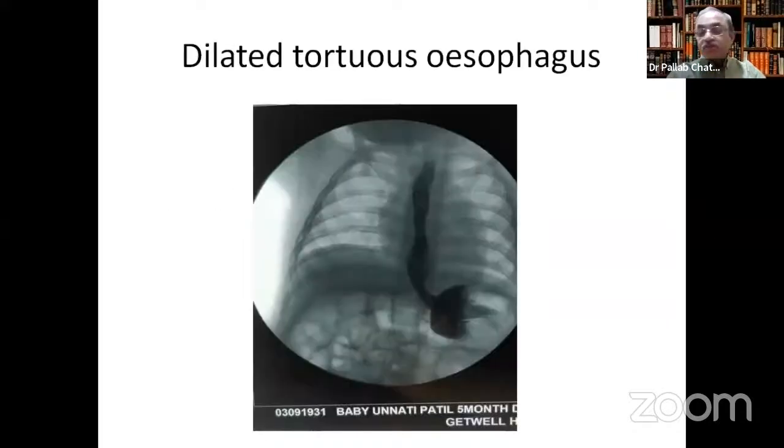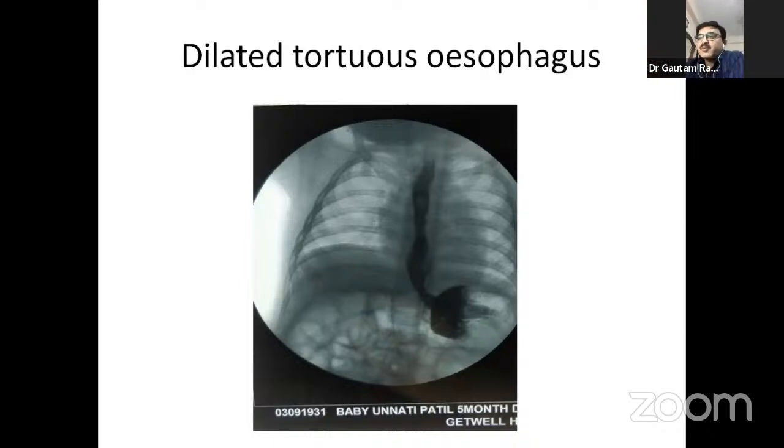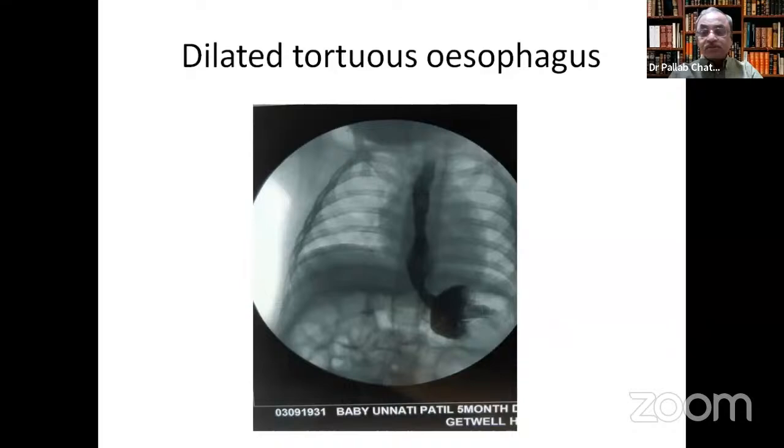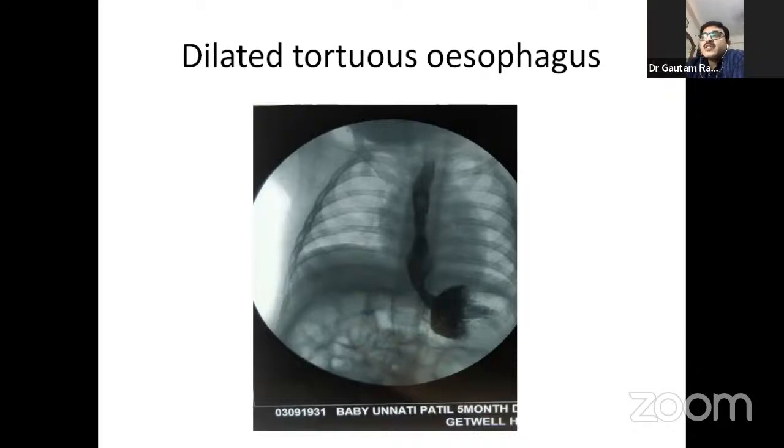Dr. Gautam, what I would like to know from you is whether the GR is causing the dilated and tortuous esophagus, or is it the dilated and tortuous esophagus which is leading to GR? It's a higher probability that it is some anatomical abnormality which is causing the reflux, because this child is 2 years old, no? Yes, but it's very long standing. Typically, as a consequence of untreated GERD, what happens is a stricture.